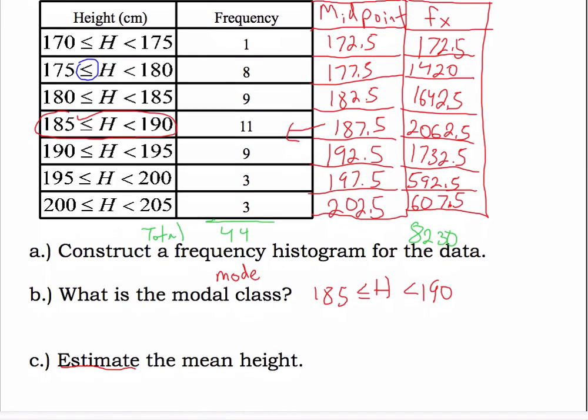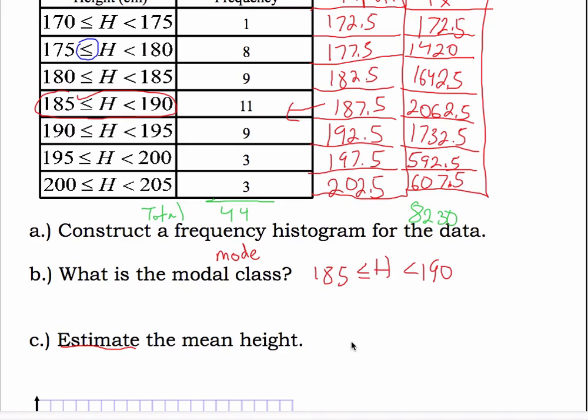So to estimate the mean height, we're going to do 8,230 divided by 44, which is approximately equal to 187 centimeters.